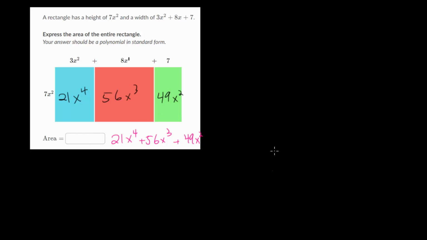And if you want to check it, I encourage you to rewrite it using parentheses, 7x squared multiplied by this expression here, and then use distribution, and you should get back the same answer.